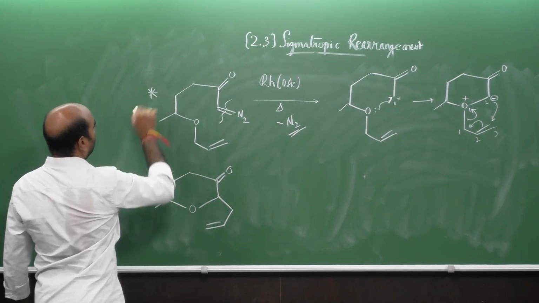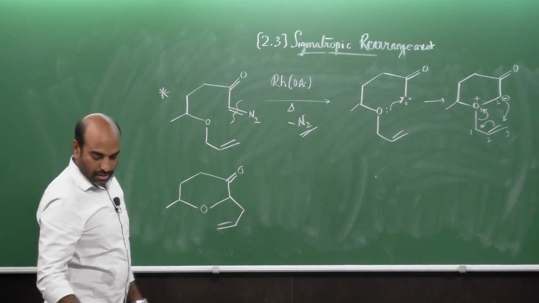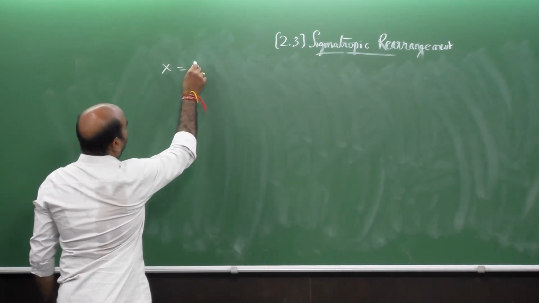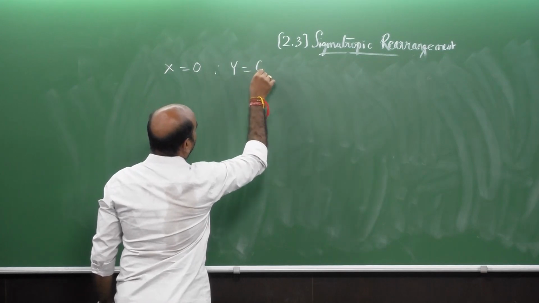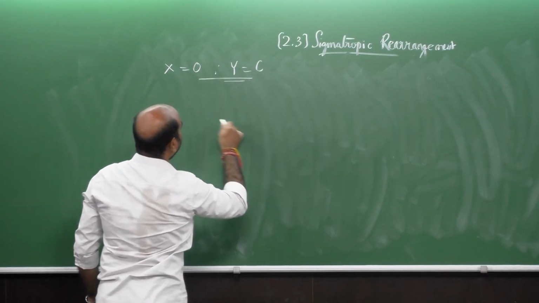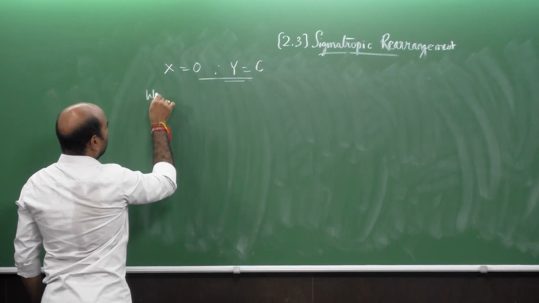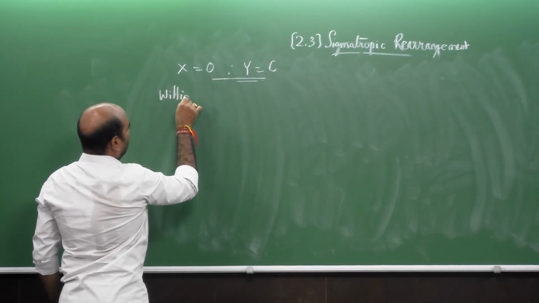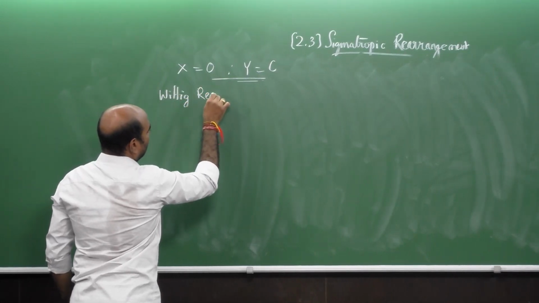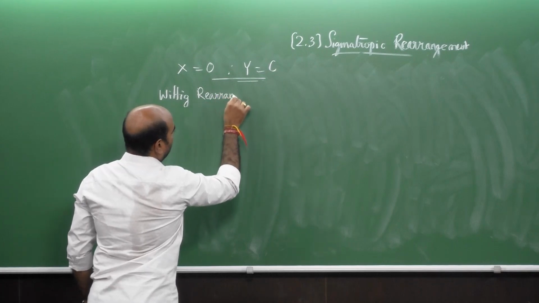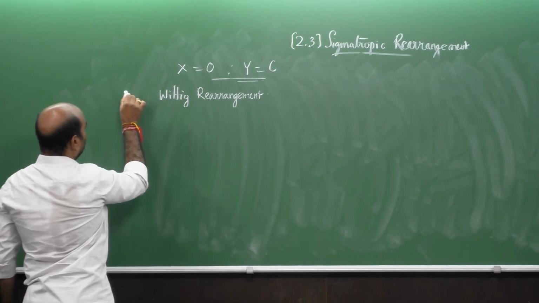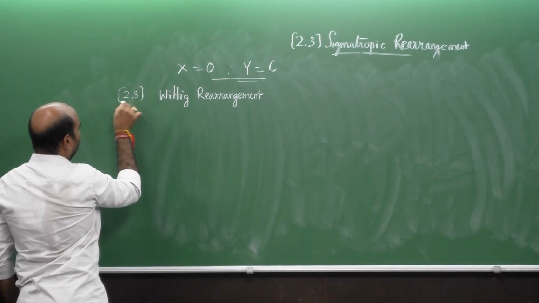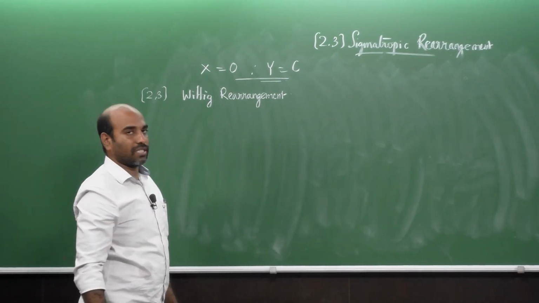This was previously asked in one of the competitive exams like CSIR. So if X is an oxygen and Y is a carbon, we see such types of things in the Wittig rearrangements, specifically 2,3 Wittig rearrangement reactions.